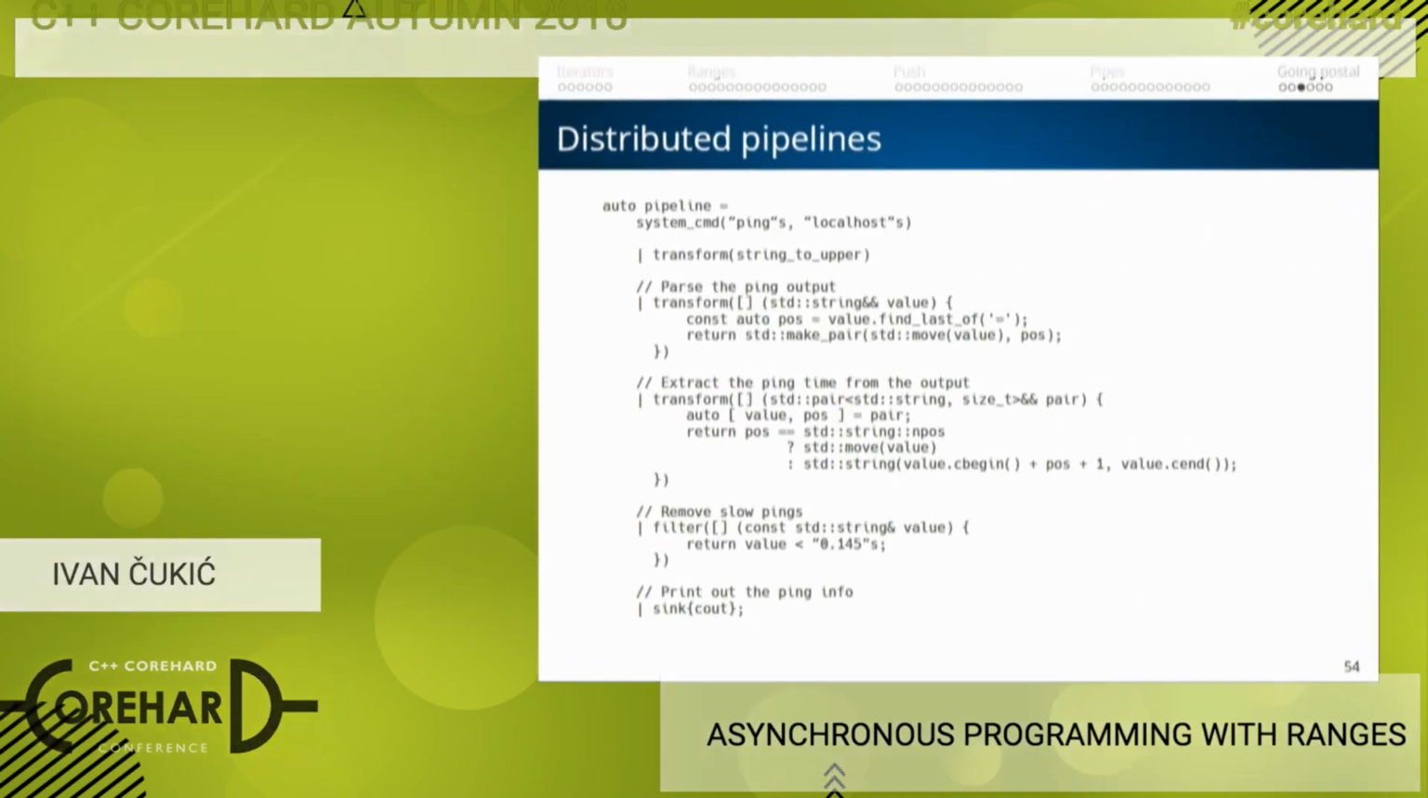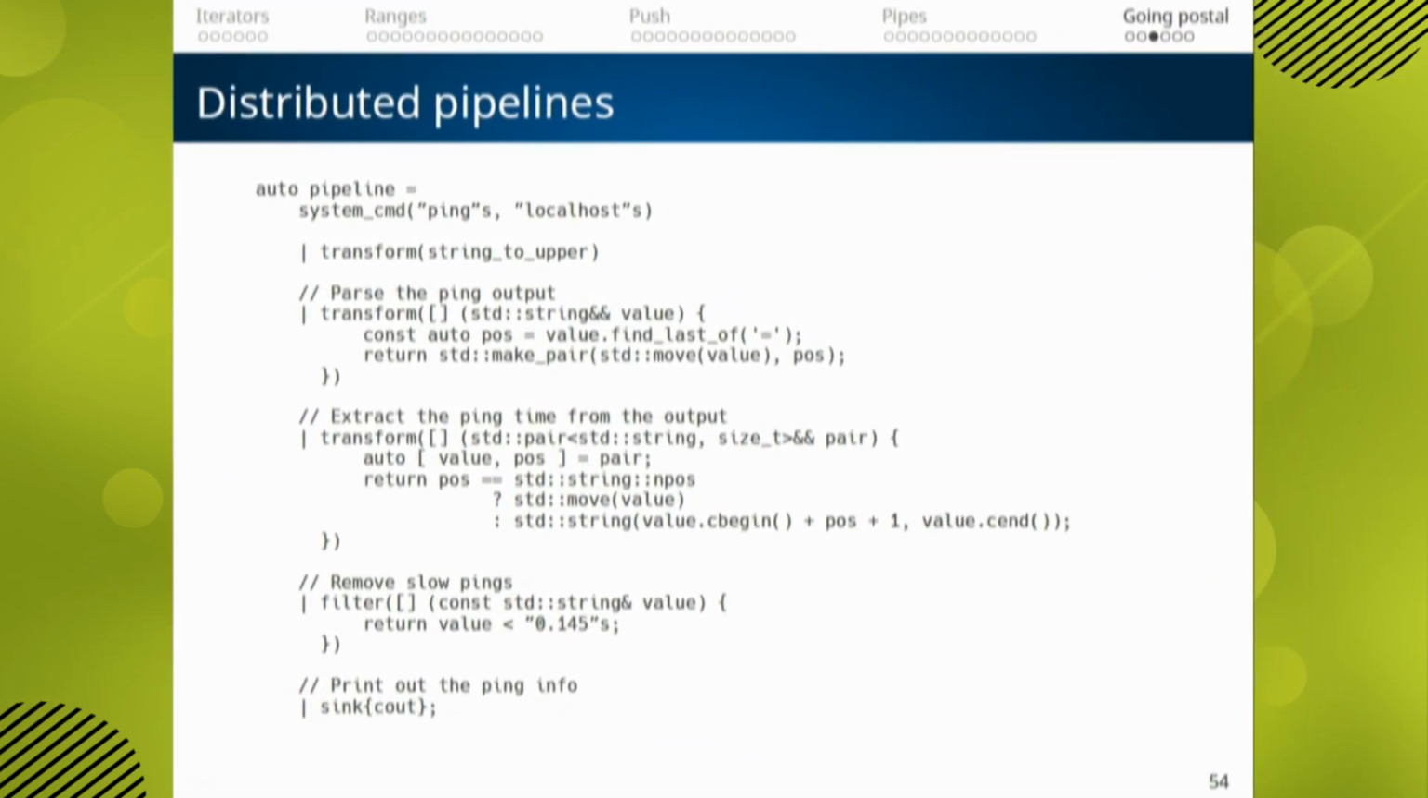So a simple, stupid example. We have a pipe that calls ping on localhost and processes the output. So it converts to uppercase and a lot of stupid things. And in the end, it tries to extract the number of milliseconds that the ping took to return. The logic behind this is not really important. It's just a series of transformations from one input to an output. And I said it's not really important whether this executes in the same process.